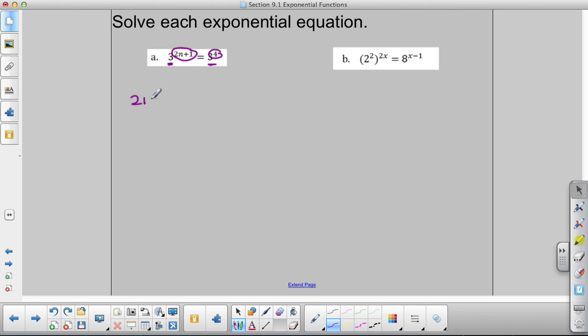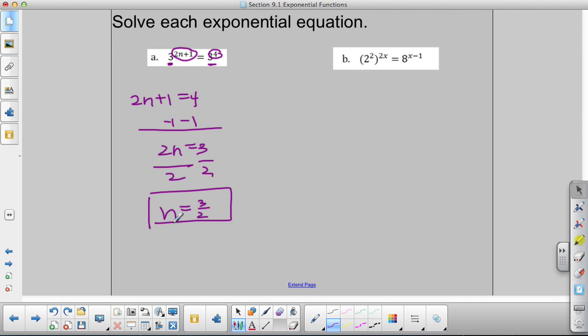So really I have 2n plus 1 is equal to 4. I would subtract 1 from both sides, so I have 2n is equal to 3 and divide by 2. So n is equal to 3 over 2, or 1.5, whichever way you'd prefer to write it. Okay. If I look at example B, though, my bases are not exactly the same. So this is kind of a problem.